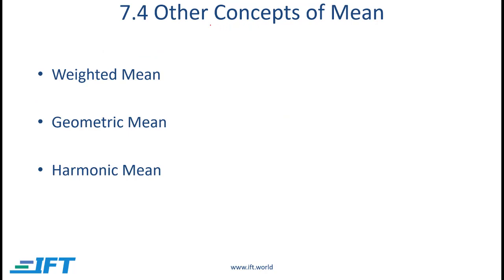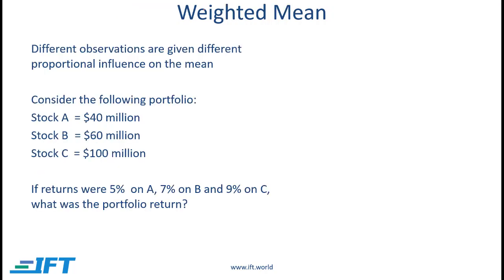Now let's talk about some other concepts of mean, and specifically we look at the weighted mean or the weighted average, then we'll talk about the geometric mean, and then we'll discuss the harmonic mean. A weighted mean takes different observations and uses a different weightage or a different proportion for each observation. And this is understood through a simple example.